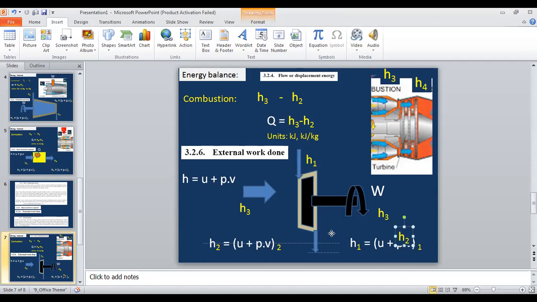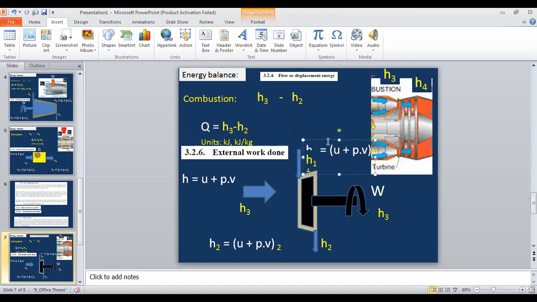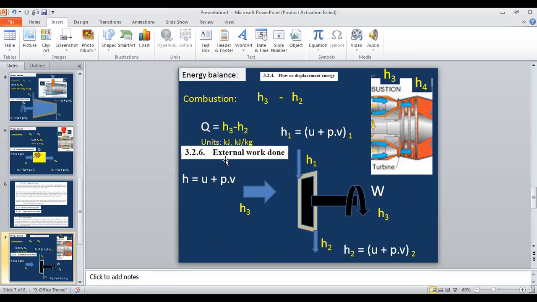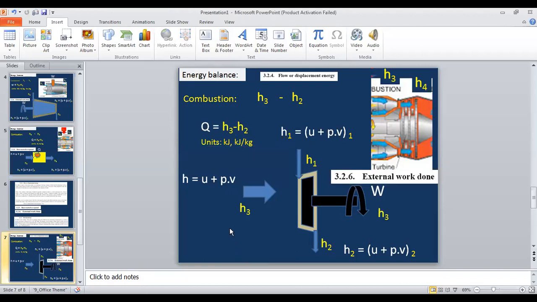So H2. H1. U plus PV, 1. H2 is this. This is now external work done. Interesting. Of course, H is U plus PV. You should know this. Understanding of enthalpy is very important. Actually, the real understanding of enthalpy is sometimes very difficult to explain, but internally, your understanding is very important. Enthalpy is something like this. And try to explain in your own wordings.